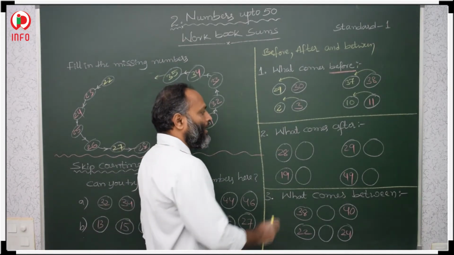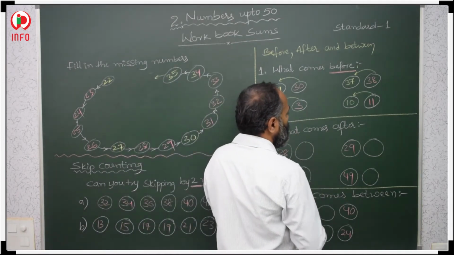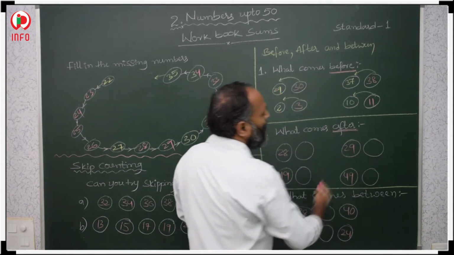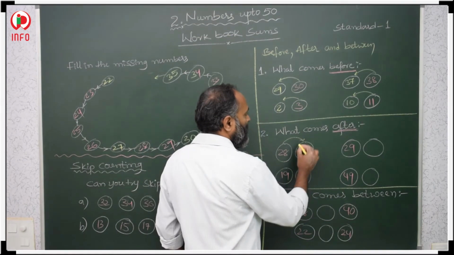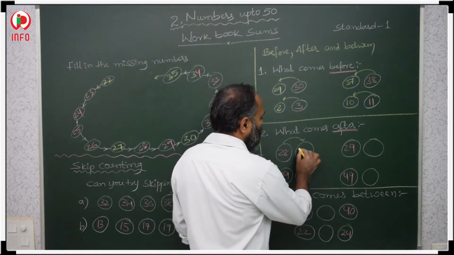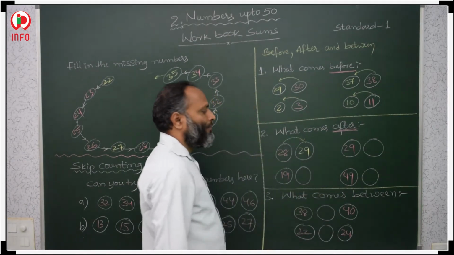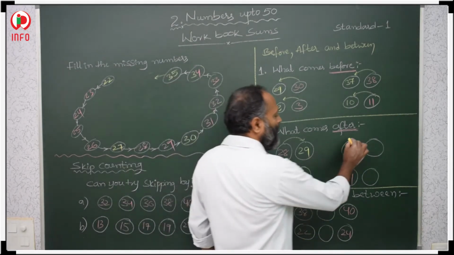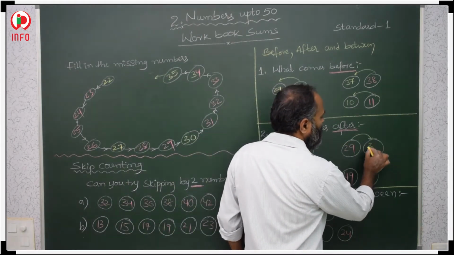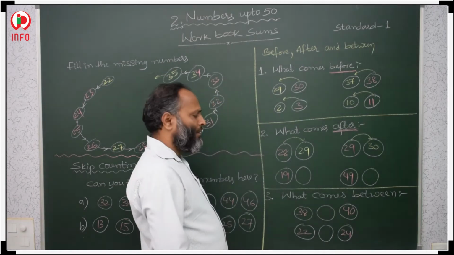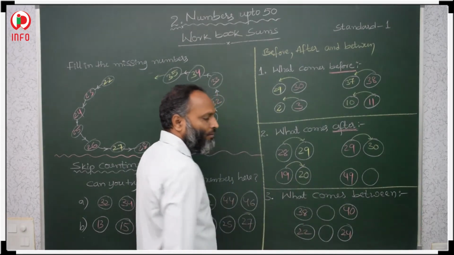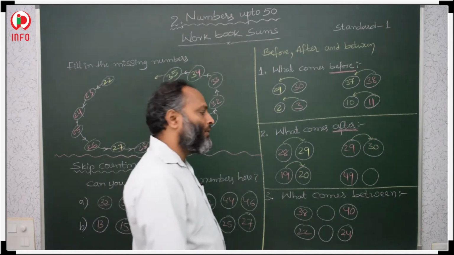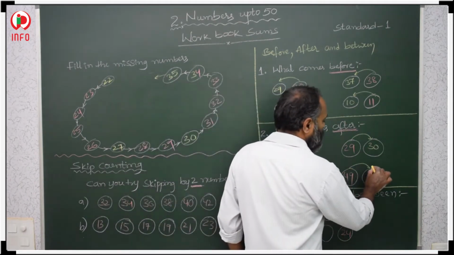Then after. Here he is asking for the after number. After 28 is 29. After 29 is 30. Then after 19 is 20. After 49 is 50.